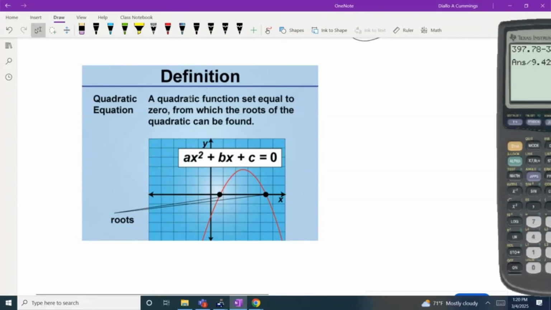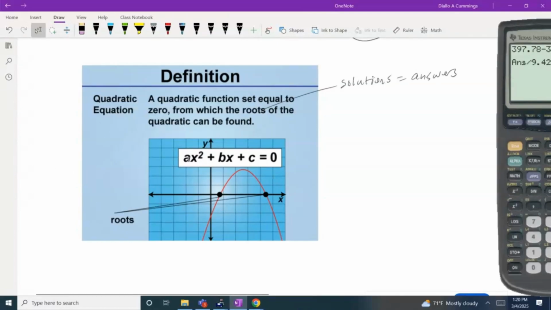Here is the definition of a quadratic equation. It's just a function that's set equal to 0 from which the roots, and when you see this word roots, that's the same thing as solutions, and that's the same thing as the answers of the quadratic equation can be found. The solutions and the answers and the roots, those are the items that are plotted on this x-axis. So we'll see how that works in a second.